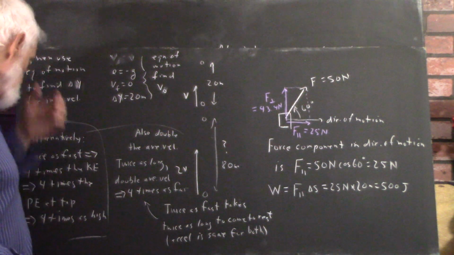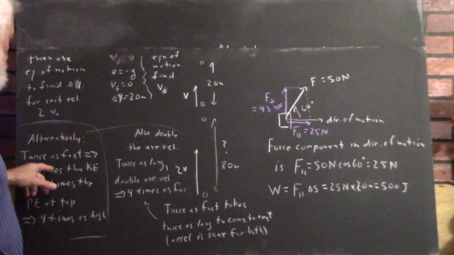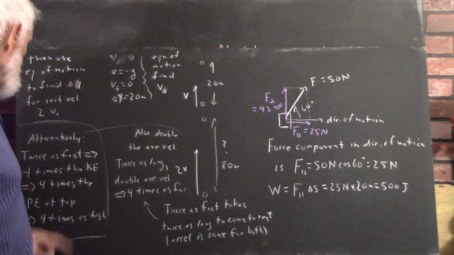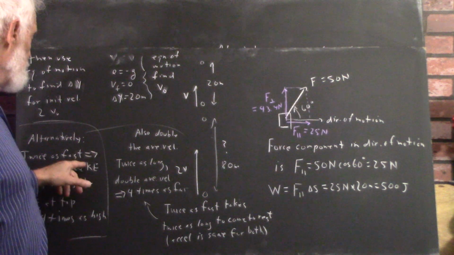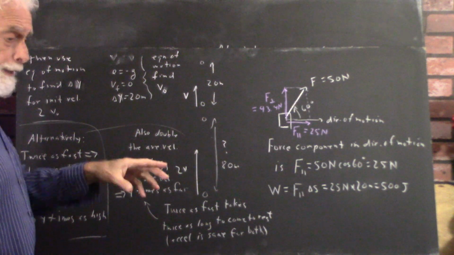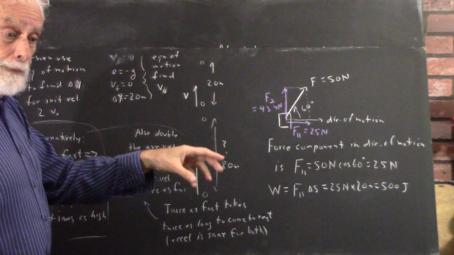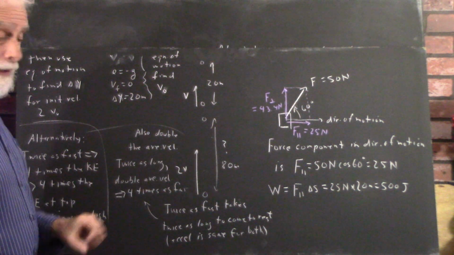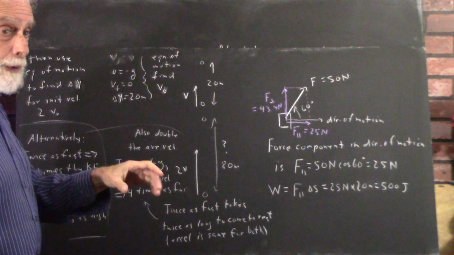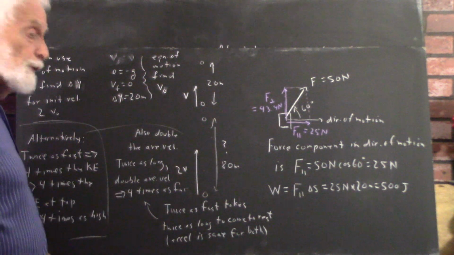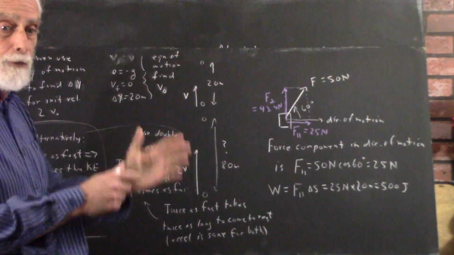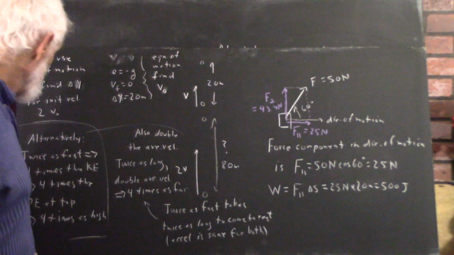Alternatively, if you're going twice as fast, you have 4 times the kinetic energy. Why do you have 4 times the kinetic energy? Because kinetic energy is 1/2 mv squared. It's proportional to v squared for a given mass. And if v is twice as great, v squared is 4 times as great. You square the quantity 2v, you get 2 squared times v squared, you get 4v squared, okay?